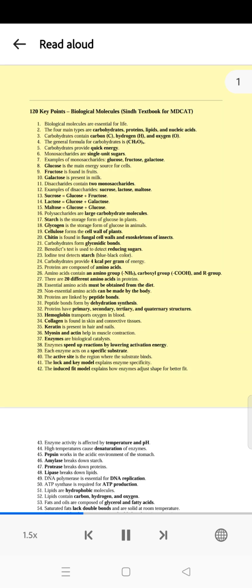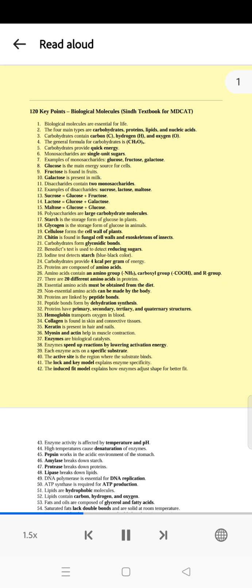Proteins are composed of amino acids. Amino acids contain an amino group (NH), carboxyl group (COOH), and R group. There are 20 different amino acids in proteins. Essential amino acids must be obtained from the diet. Non-essential amino acids can be made by the body. Proteins are linked by peptide bonds.